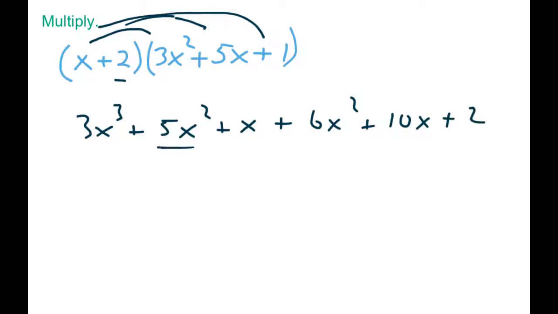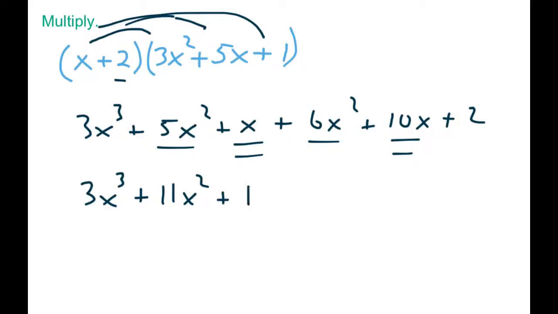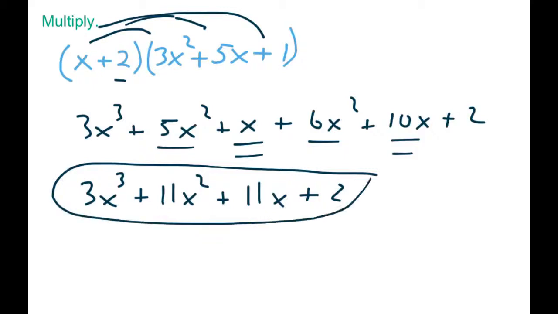Looking for some like terms. I got a 5x squared and a 6x squared, and an x and a 10x. So we have 3x to the third plus 5x squared plus 6x squared is 11x squared, plus x plus 10x is 11x, plus 2. Woo! Alright, that was a big one.